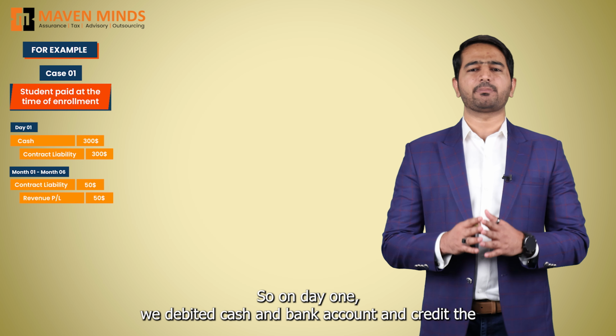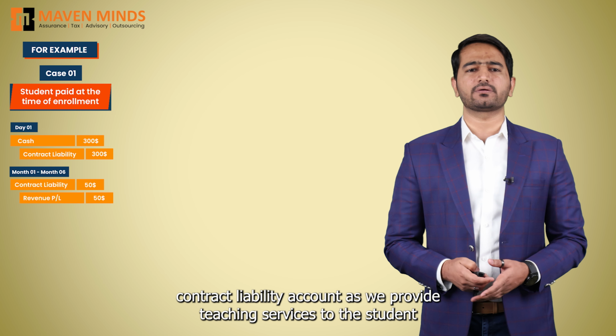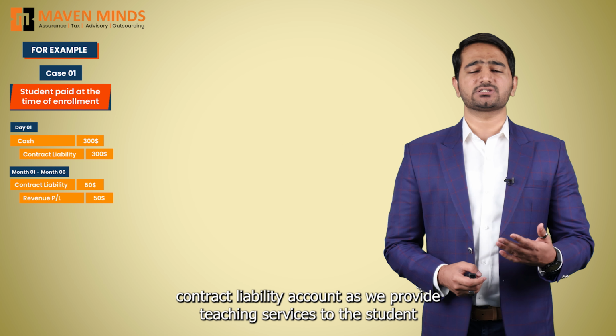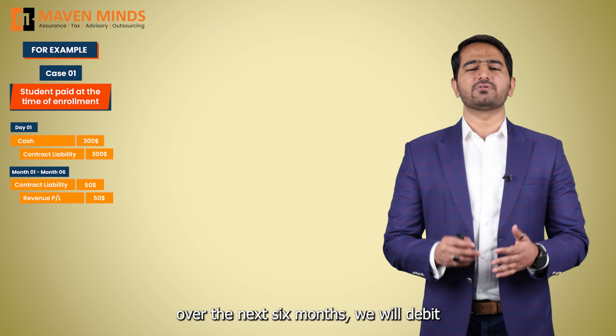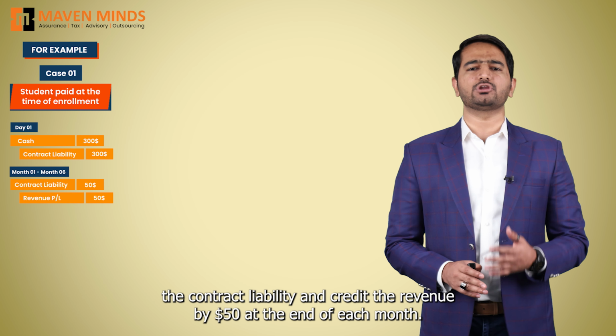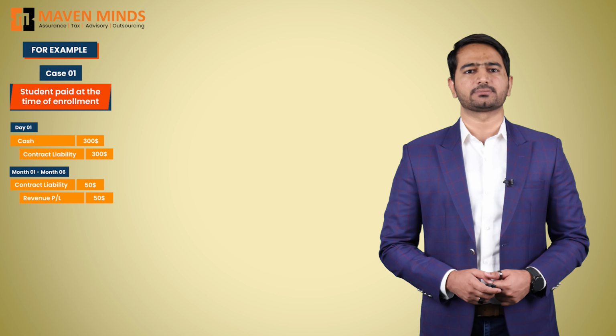So on day 1, we debited the cash and bank account and credited the contract liability account. As we provide teaching services to the student over the next 6 months, we will debit the contract liability and credit the revenue by $50 at the end of each month.